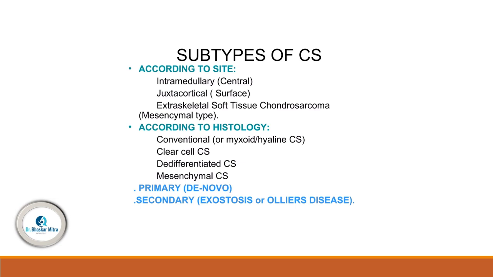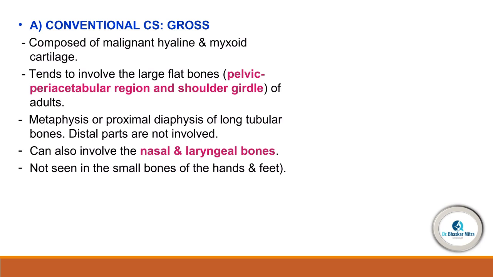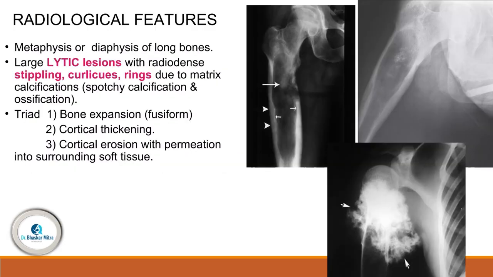So there are the conventional, the myxoid or hyaline cartilage type. According to histology, there are clear cell, dedifferentiated, and mesenchymal chondrosarcoma. Sometimes there may be Ollier disease, with enchondromas transforming into chondrosarcoma. Conventional ones occur around the pelvic girdle, and we can even see the nasal or laryngeal bones involved by chondrosarcoma, but the small bones of hands and feet are not involved, which is a more common finding in cases of enchondroma.